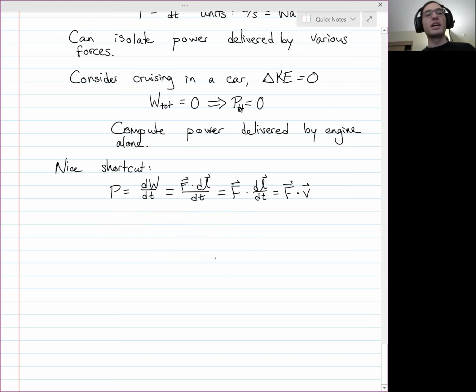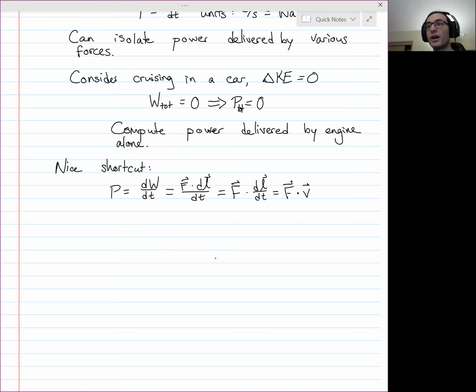So this is an easy way to calculate the power if you know the force and the velocity vector. You just take the dot product of the two, and that'll give you the power. A good example would be, let's say your car is a 100 horsepower buggy or something. It takes all of your car's power to just coast at 80 miles an hour.